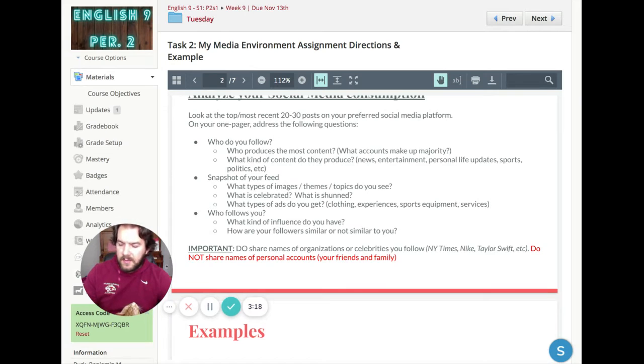So you got to make sure that you choose one, and then you're going to kind of look at what are the things that you do. The best way to do that is to look at your, like it says right here, your top 20 to 30 posts, or most recent. So if this were me and I was doing Twitter, let's say, I would just look through the first 20 of the content that's posted, different tweets by different people. And then I would just answer these questions visually. Who do I follow? Okay, who is producing the most content on there? What kinds of accounts are there? I would try to break these down into categories.